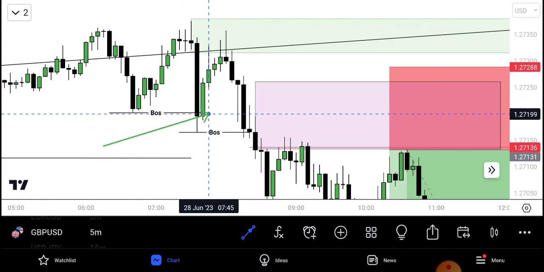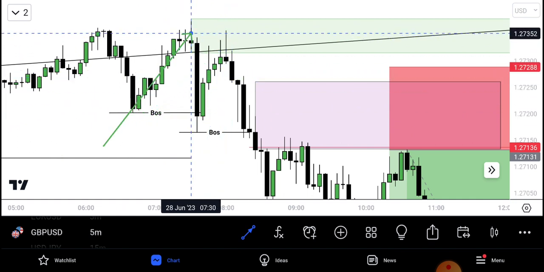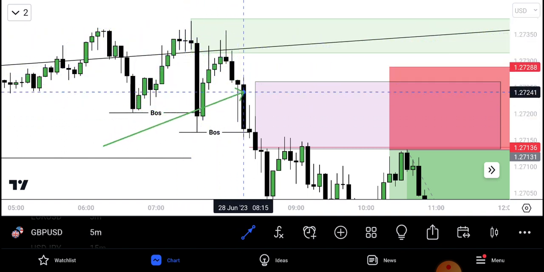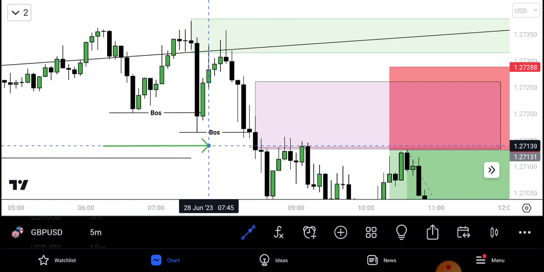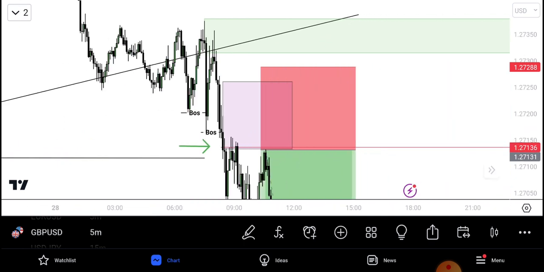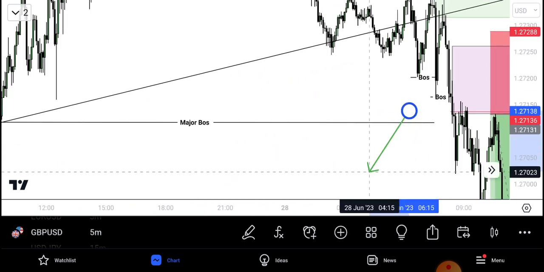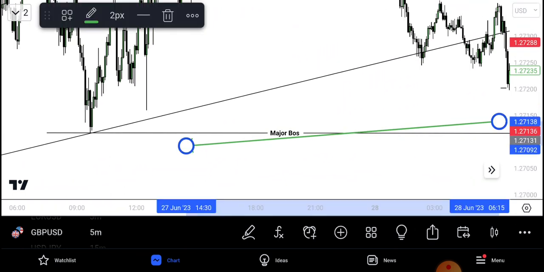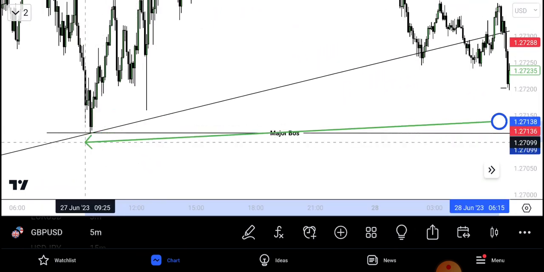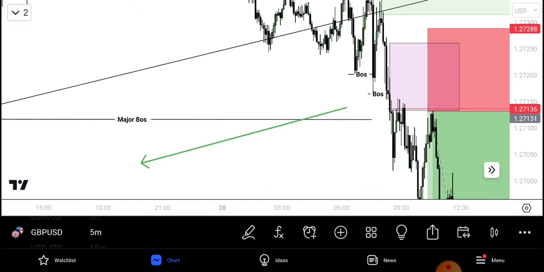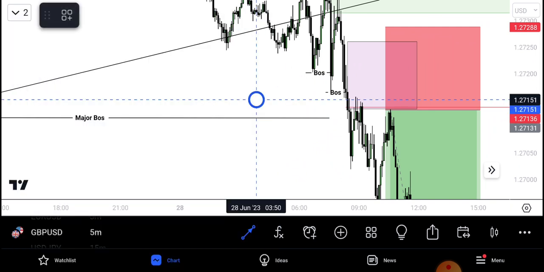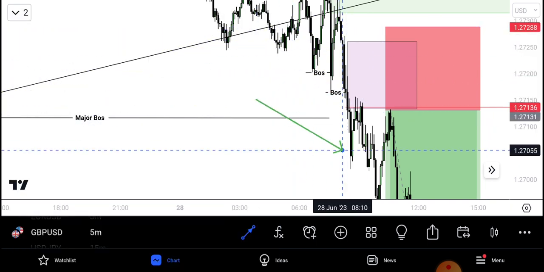And after breaking structure, you can see price retraced back, mitigated that other block that caused the break of structure, and immediately broke the second structure. So these are all minor structures, and also price broke major structure that touched on the trend line, right? So this is major structure that touched on the trend line, and you can see from this angle right here, price disrespected that line, right? So from this point right here, you can see price disrespected that line.